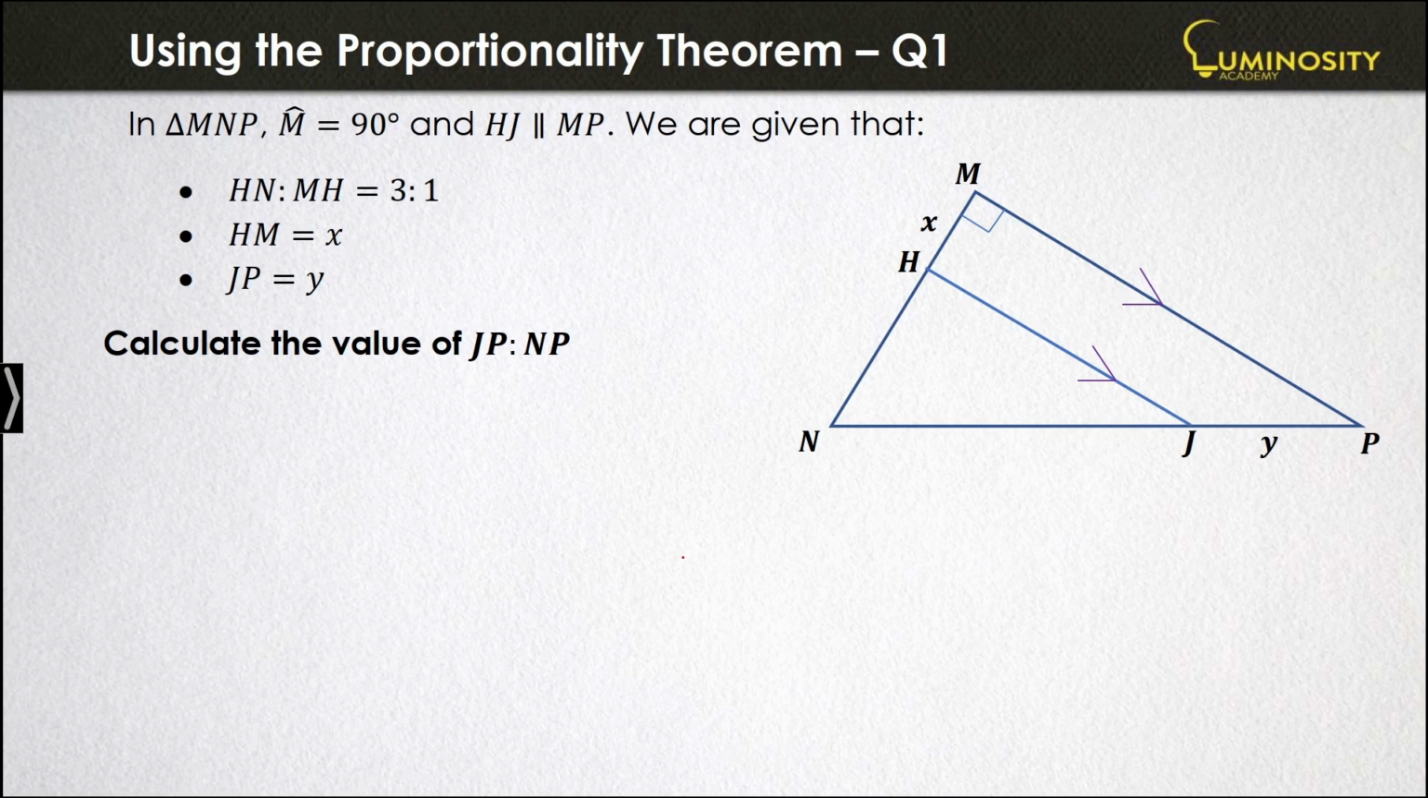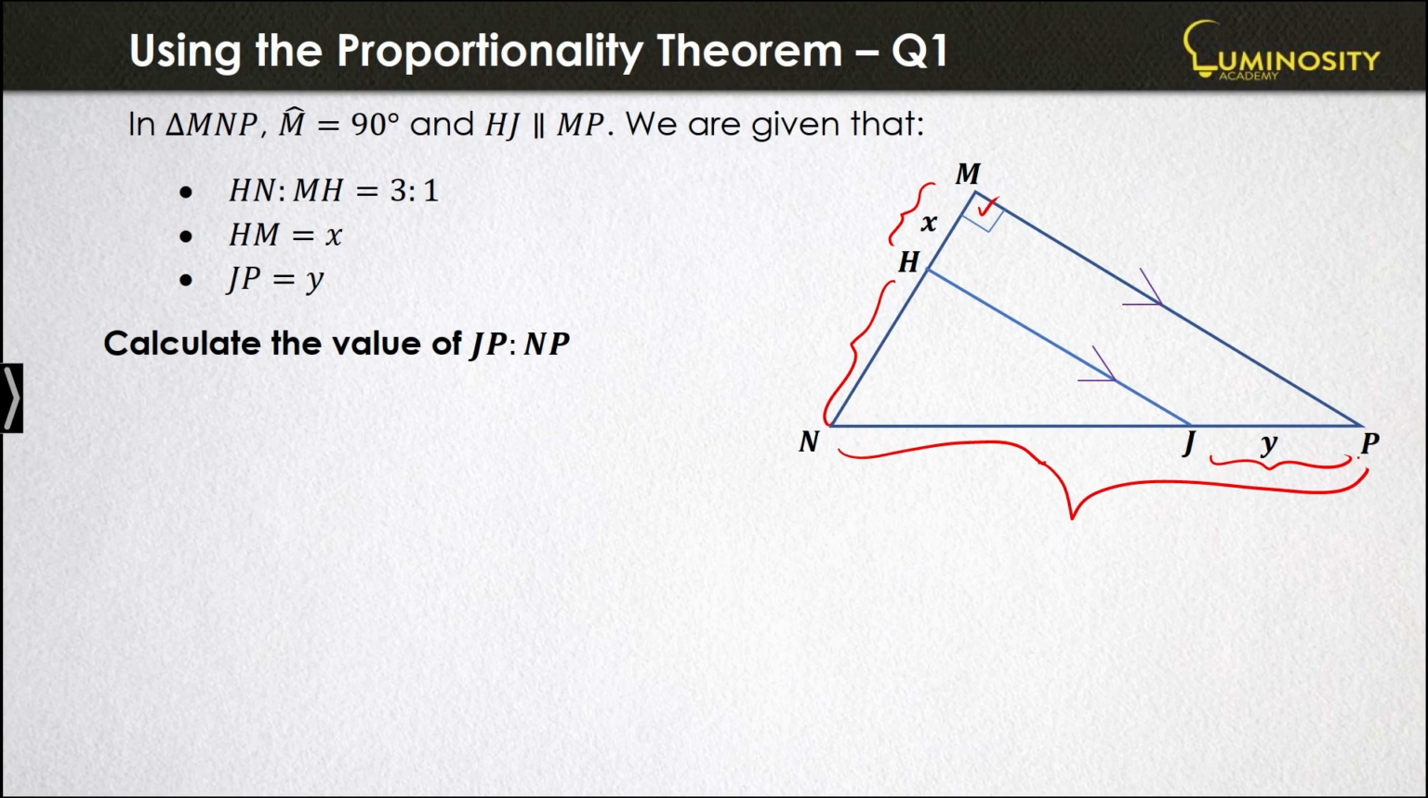In triangle MNP, we're given that angle M is 90 degrees and that HJ is parallel to MP. We're also given a proportion: HN to MH is 3:1. We're also given that HM is X units and JP is Y units. Firstly, they want us to calculate the ratio JP to NP, which is this larger ratio.